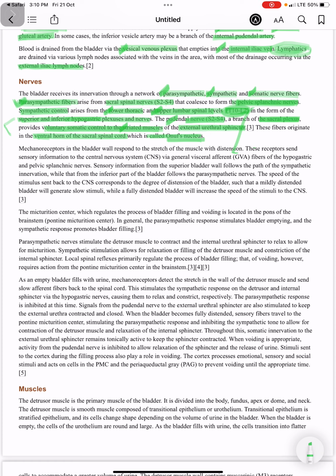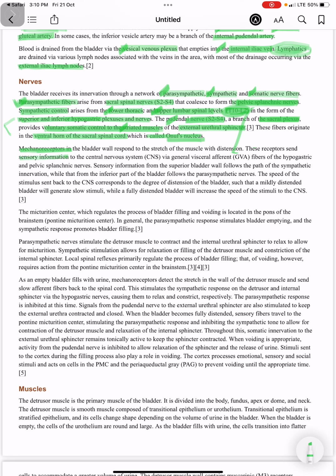The mechanoreceptors in the bladder wall respond to the stretch of the muscle with distension. Supposing so much urine is filling the bladder, there will be bladder distension. Because of that distension, the mechanoreceptors in the bladder wall respond, and these receptors send sensory information.